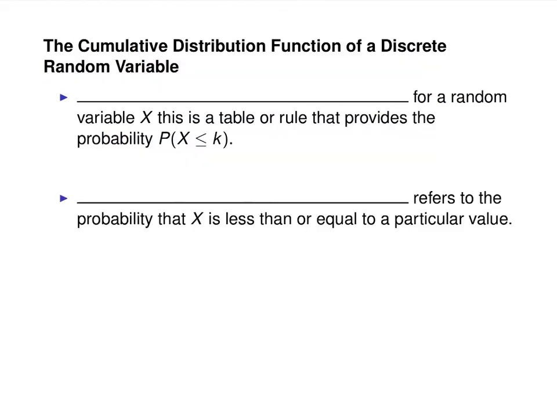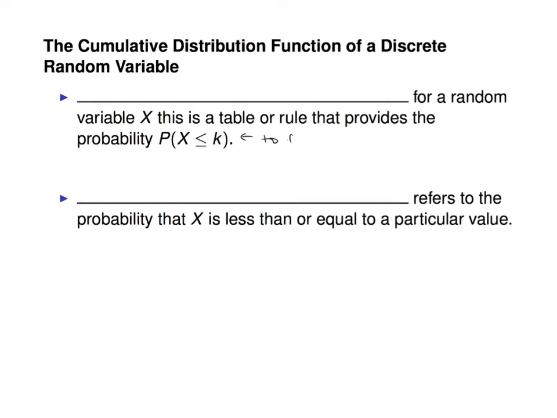So sometimes we care not only when a random variable is equal to a specific value, but when it is less than or equal to a specific value, or greater than or equal to a specific value. The function that gives that is called a cumulative distribution function. The cumulative distribution function for a random variable x is a table or a rule that provides the probability that x is less than or equal to some value k.